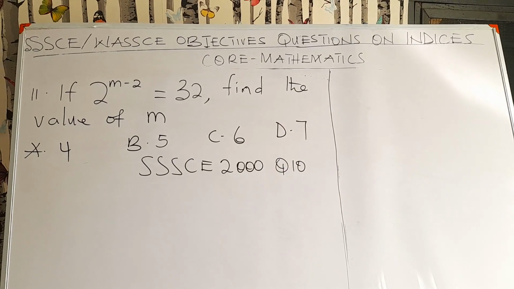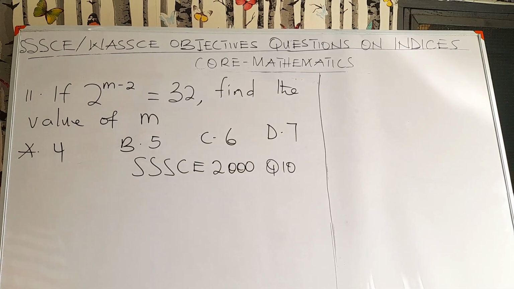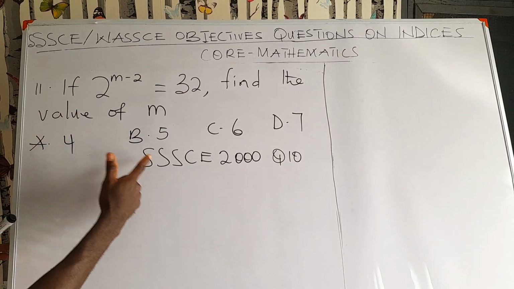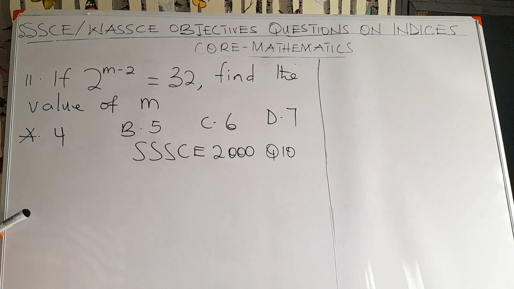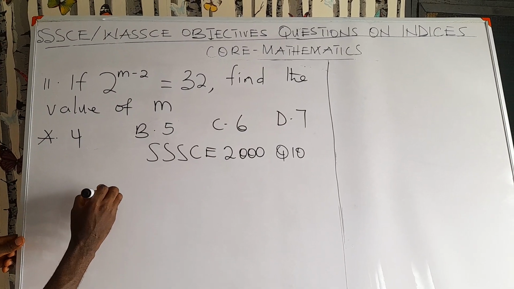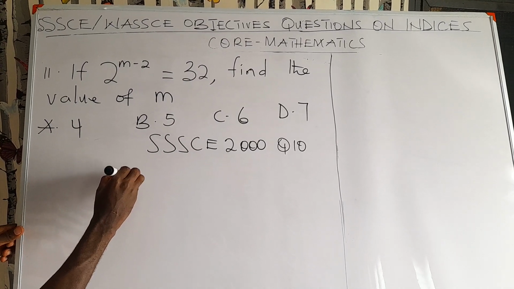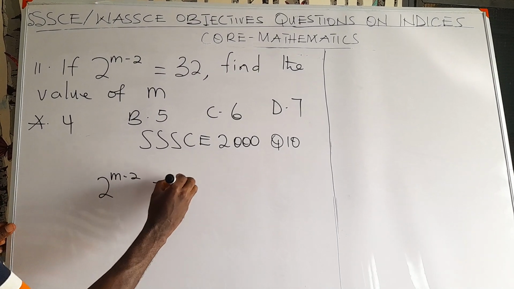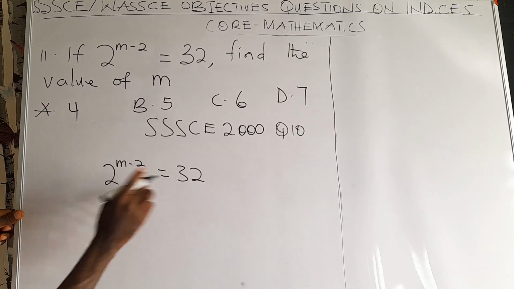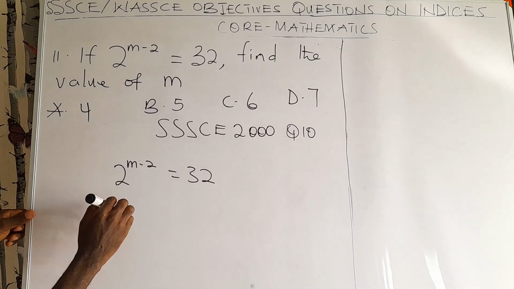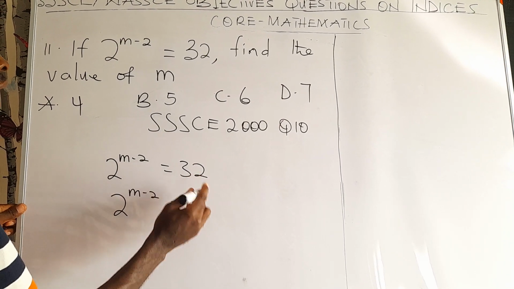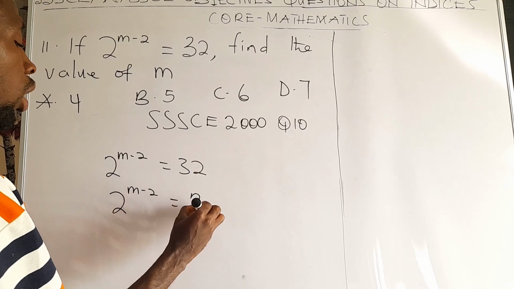So the next question is also on equations involving indices. Please pause the video and try solving. This is on SSSCE 2000, objective question number 10. Now compare answers with mine. If 2 exponent n minus 2 is equal to 32, we should find the value of n. We have to make sure the bases are the same and we equate the exponents. So 2 exponent n minus 2 equals 32, which in index form is 2 exponent 5.